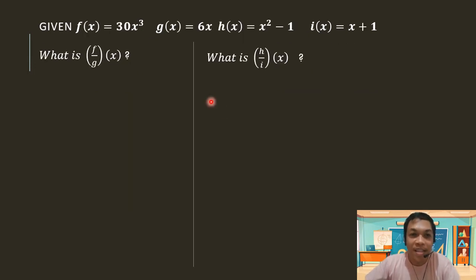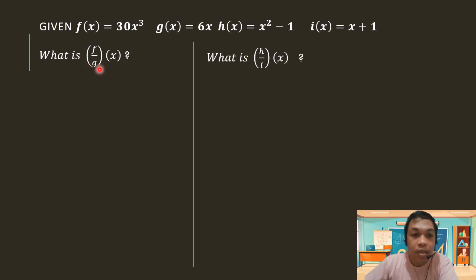Okay, now proceed naman tayo sa division of functions. So our given functions are the following. F of x is equal to 30x cubed, g of x is equal to 6x, h of x is equal to x squared minus 1, and i of x is equal to x plus 1.